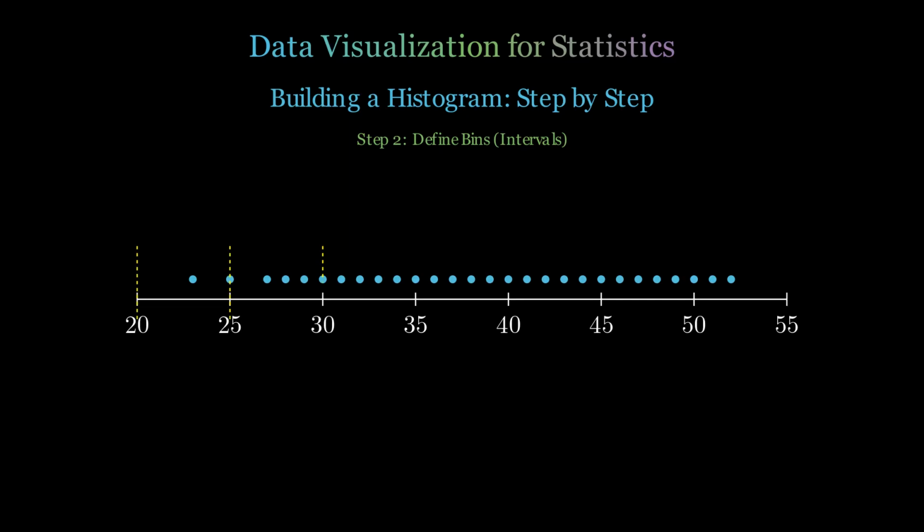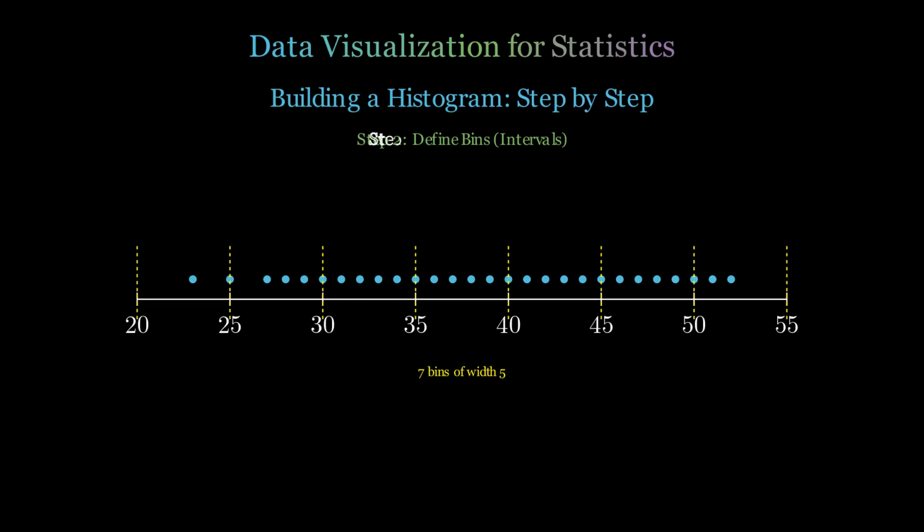Choosing the right number of bins is crucial. Too few bins oversimplify the distribution and hide important patterns, while too many bins create noise and make patterns harder to see. A common rule of thumb is to use the square root of your sample size, though this can be adjusted based on your data characteristics.